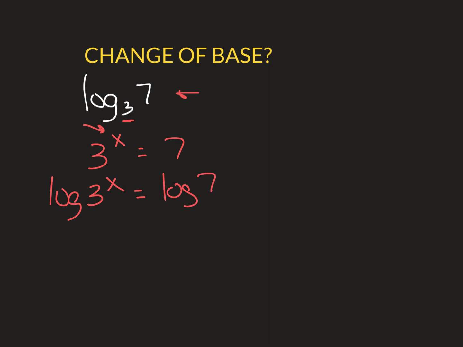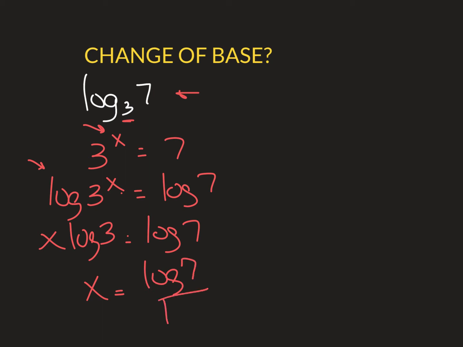And that's legal because whatever you do to one side, as long as you do it to the other, you're in good shape. This on the left-hand side has an exponent, so I'm going to put that exponent in front of the log. So it looks like this. All right, now to get the x by itself, I'm going to divide both sides by log 3, and look what I've done.